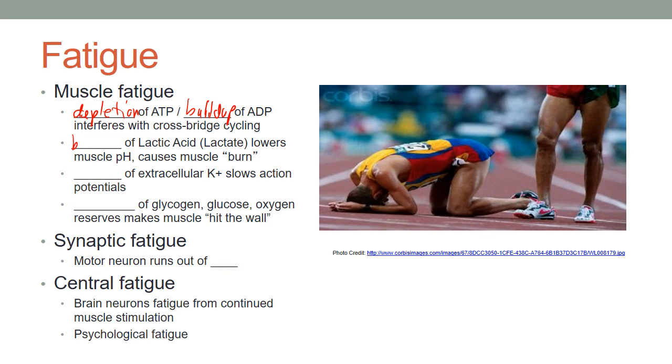Another cause of fatigue is buildup of lactic acid or lactate inside the muscle. If you're using a muscle faster than it is conditioned to get rid of lactic acid, then lactic acid builds up in the cell, and that causes a feeling of a burning sensation in your muscle.